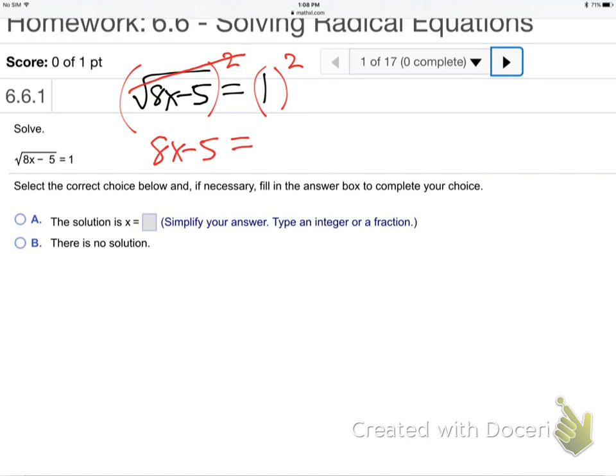And what is 1 squared? Just 1. And that gets rid of the roots. That makes sense? That's how we handle a root that's in an equation. And then once we do that, it's just normal from there.